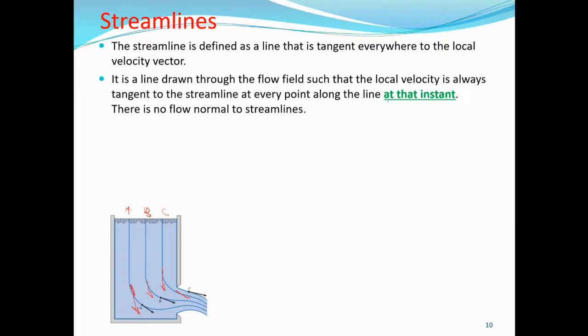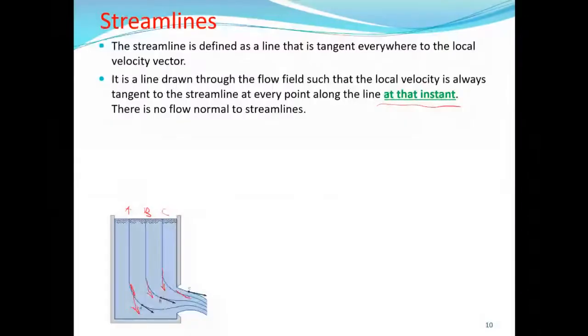It's very important at that instant, because I mentioned the time average, which is over a given time interval. Streamlines are not like that, because based on the velocity vector, the flow field can change in the next instant of time. So streamlines are given for a specific time.